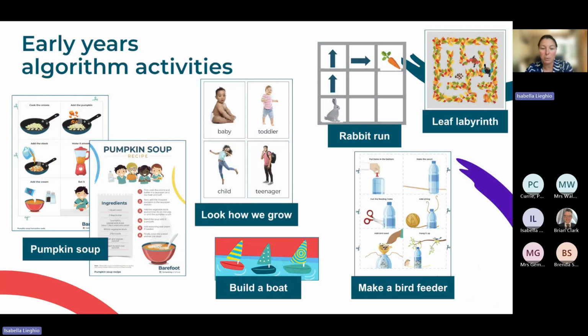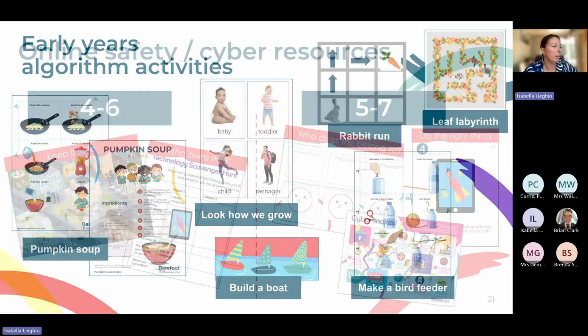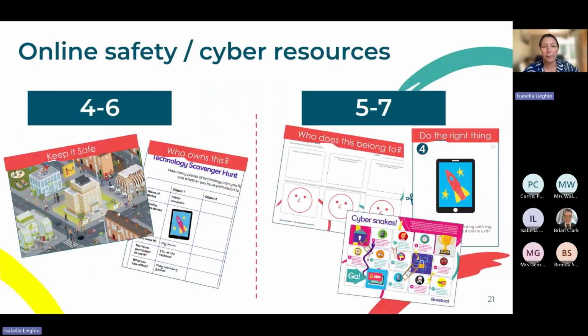One's about growth, one's about making boats, a rabbit trying to get to the carrot. That's from our spring set. Or another one in autumn is a leaf labyrinth where the children make a life-size leaf maze, and then a recycled material bird feeder as well. So absolutely loads of stuff there that you can get really hands-on, but really pulling out that computational thinking. Okay, right, whizzing through.